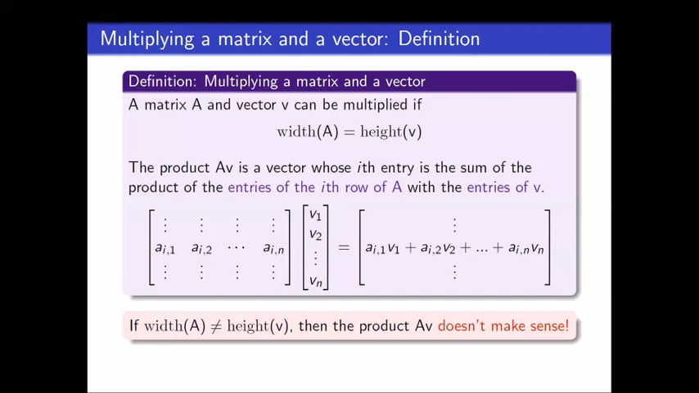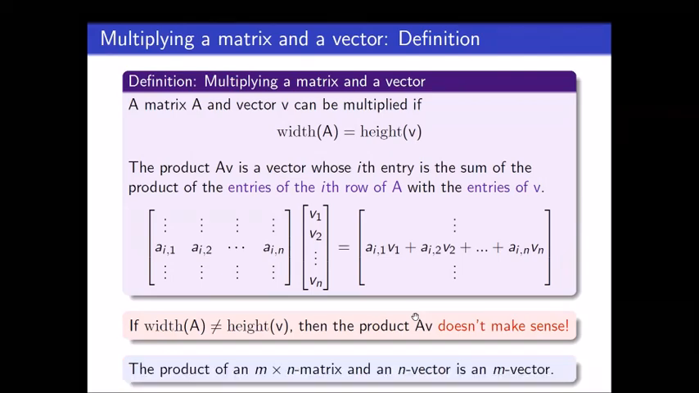And if the width of A is not the same as the height of V, the product AV does not make sense. So we can only define this product AV if the width of A is the same as the height of V. In other words, the number of columns in A is the same as the number of entries in the vector V. And the last thing I want to say is that the product of an m by n matrix and an n vector is always an m vector.